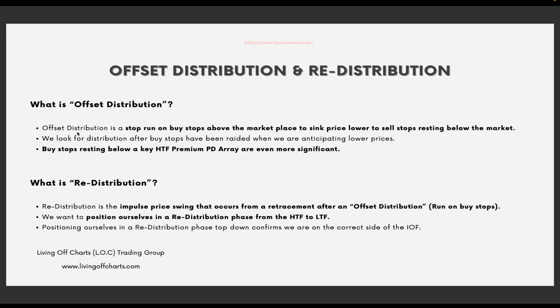Now, what is redistribution? Redistribution is the impulse price swing that occurs from a retracement after an offset distribution run on buy stops. We want to position ourselves in a redistribution phase from the higher time frame to the lower time frame. Positioning ourselves in a redistribution phase top down, higher time frame to lower time frame, confirms we are on the correct side of the institutional order flow.